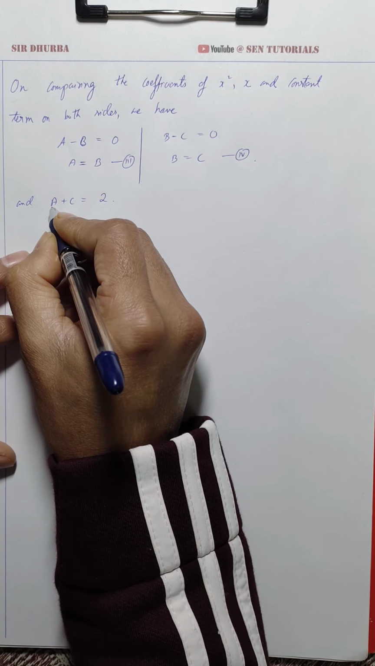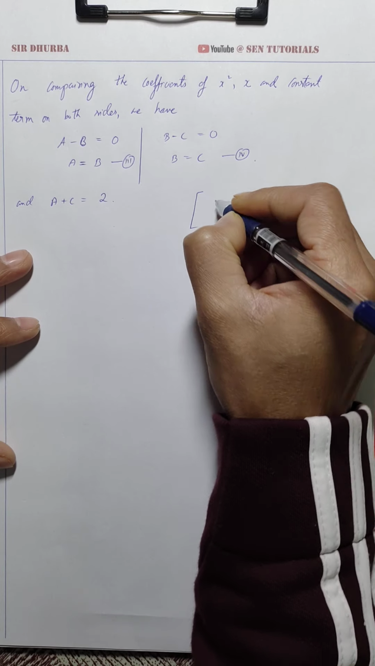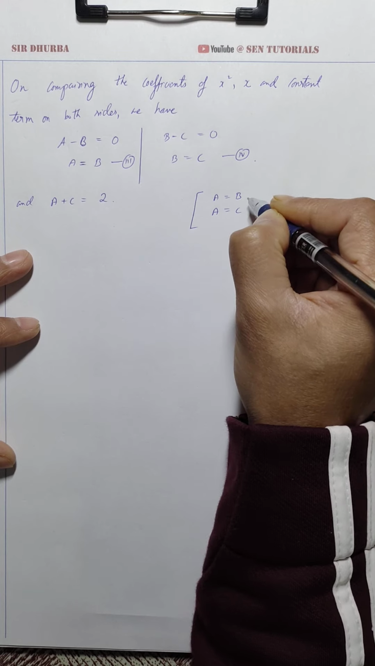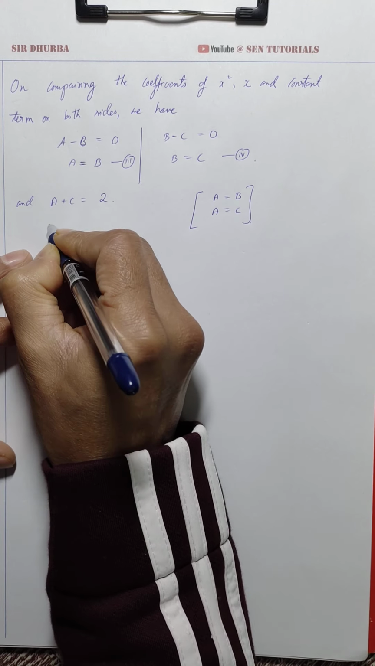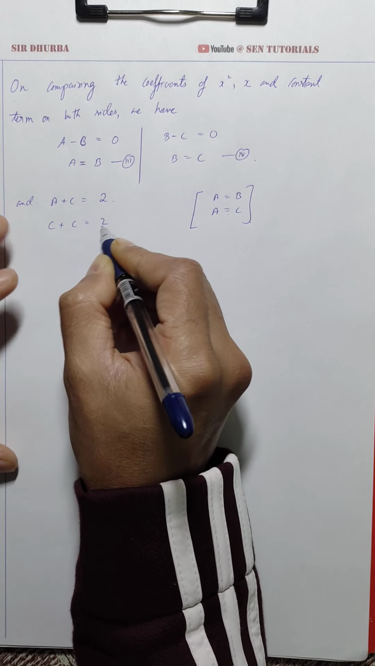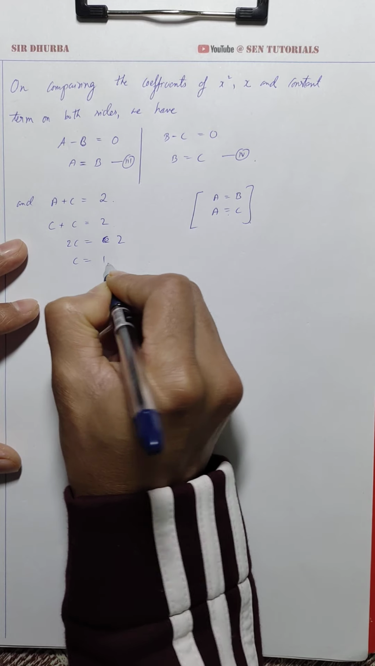So what we can do here is, see, a is equal to b and b is equal to c. That means a is equal to c. So here the value a I can use as c. Since this is already mentioned here, no need to write anything. So 2c equal to 2. So c equal to 1.